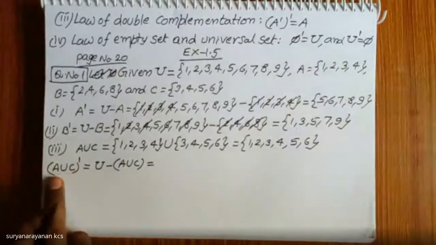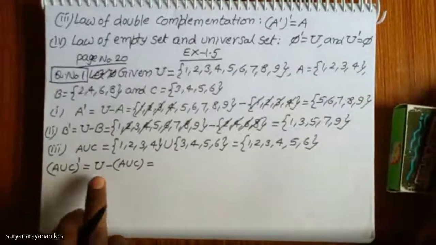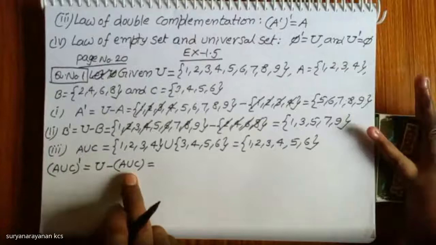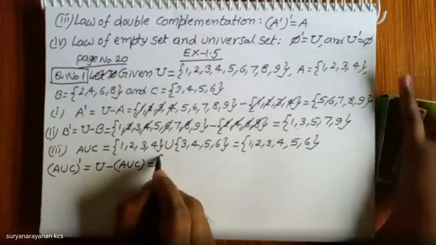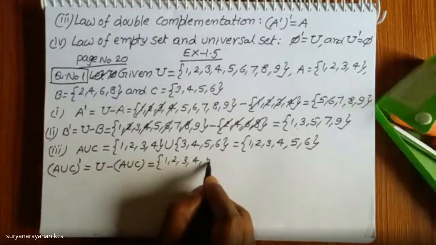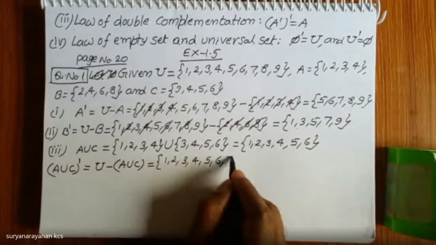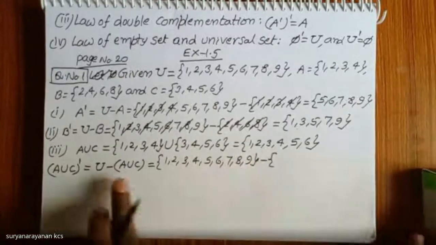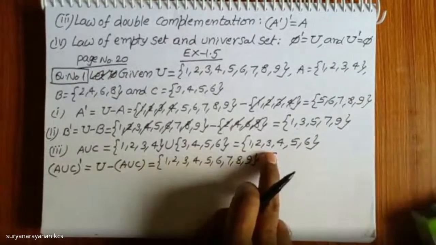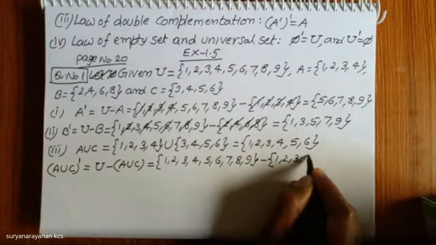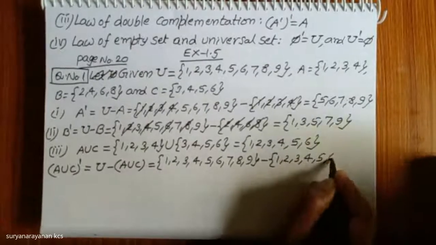Here the base is A union C. So we write the universal set minus whatever the base is. What is the universal set here? Set 1, 2, 3, 4, 5, 6, 7, 8, 9 minus A union C, which we have found in the previous step: 1, 2, 3, 4, 5, 6.